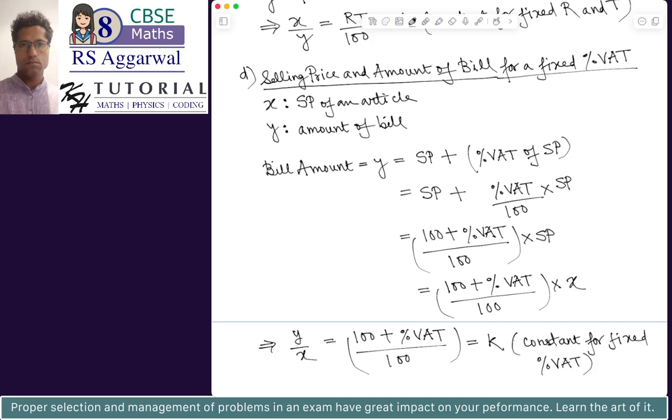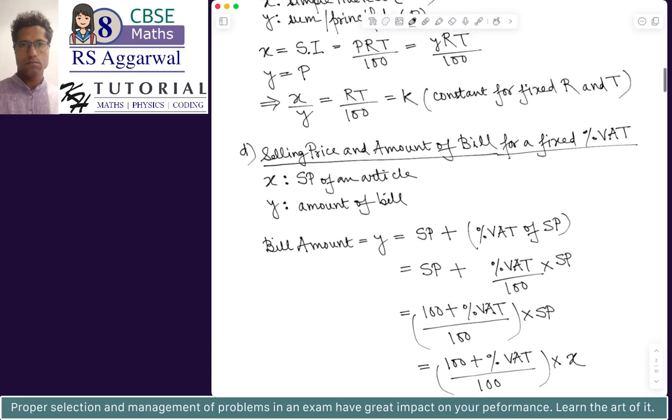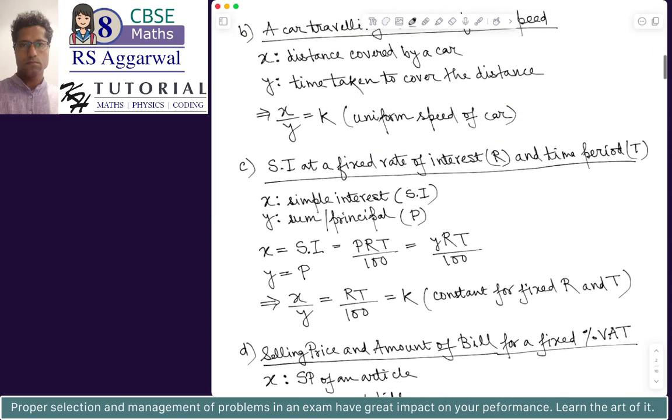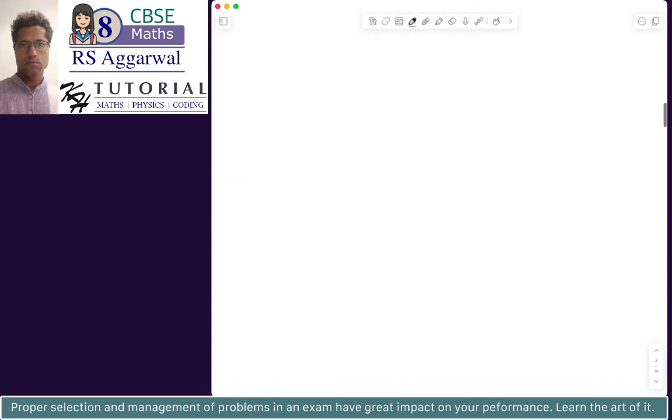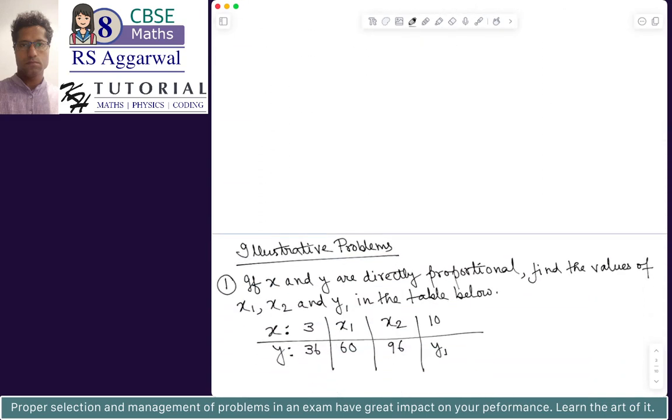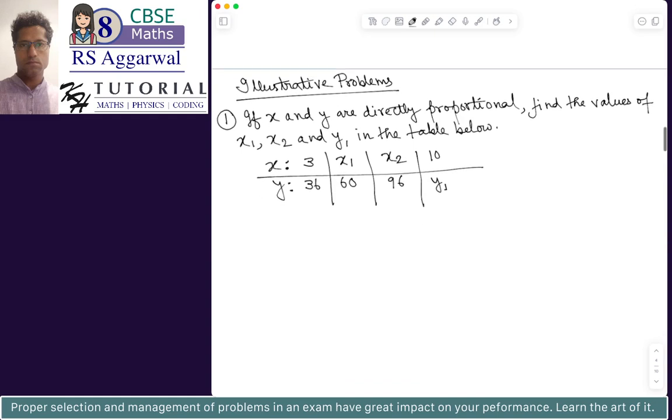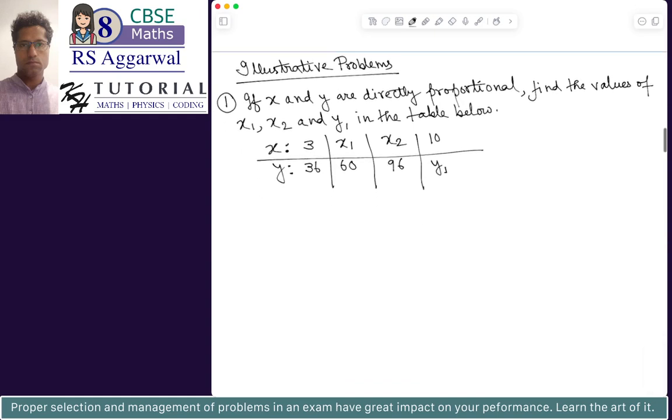Okay, so these were 4 examples of 2 quantities that vary directly with each other, that are in direct variation. Okay, now let's try to solve a few problems. Some problems are directly taken from the textbook of author R.S. Aggarwal, and some are from other sources.